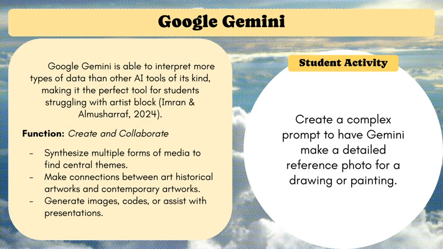Google Gemini is another, even more powerful AI tool. Research by Imran and Al Musharraf highlights that Gemini can process information in various forms, such as writing, videos, images, and more. One of its most useful functions for both educators and students is its creative and collaborative uses. Students can use Gemini to make detailed references for drawings or paintings.